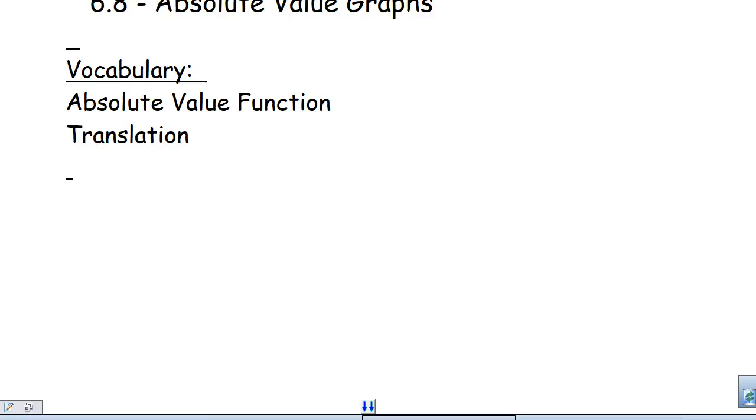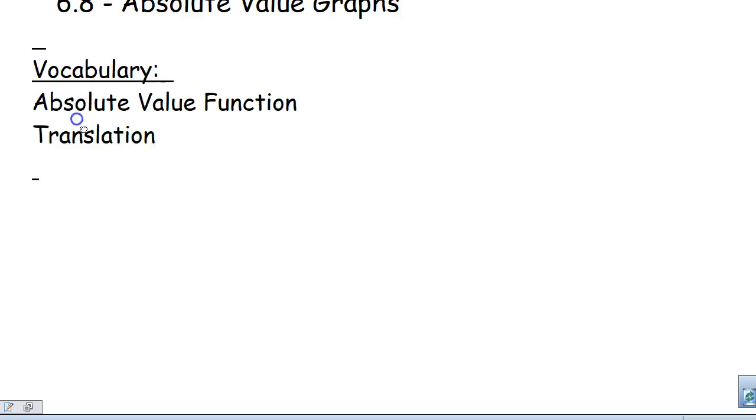And with absolute value graphs, what I'm going to do is teach you guys about something that's called a parent function, which is just like the beginning or the base function that you start with. And then I'm going to teach you how to use that base function to graph really, really easily.